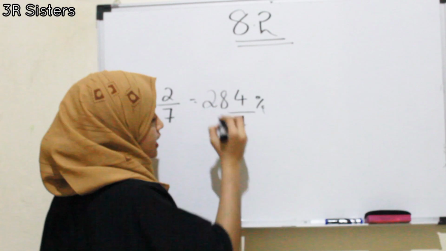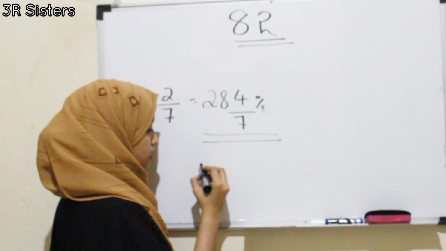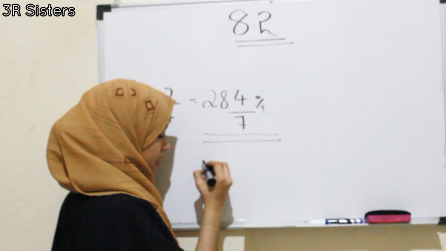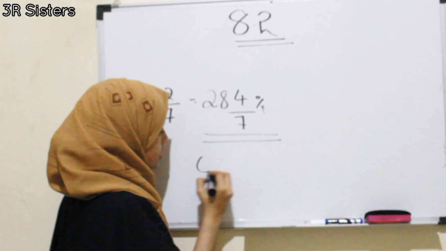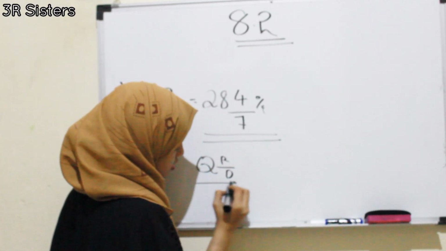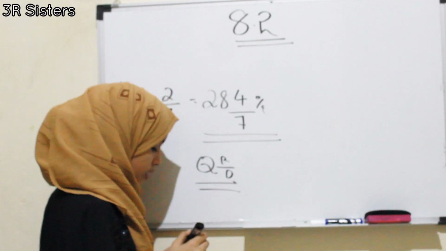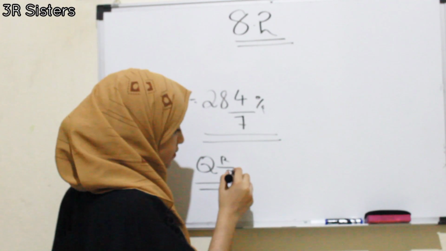For writing down this mixed fraction, an easy way to remember is: quotient, remainder, and the number which we divide.